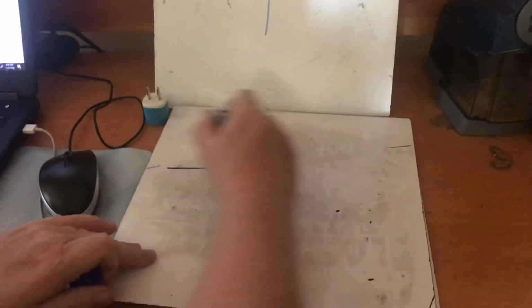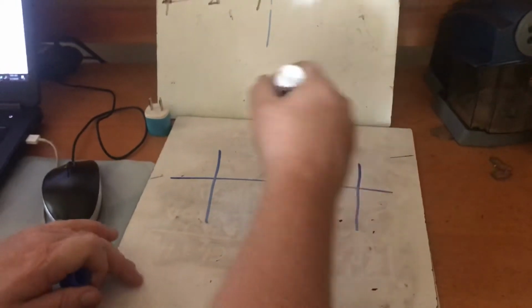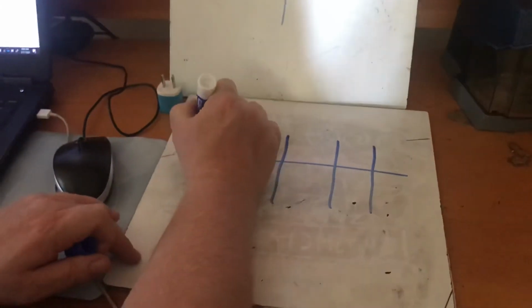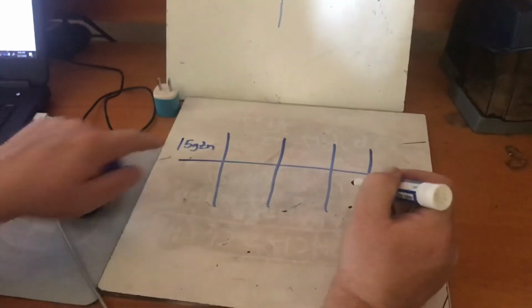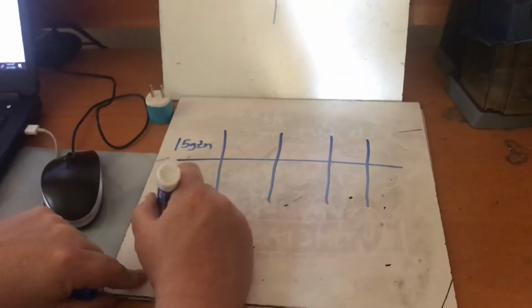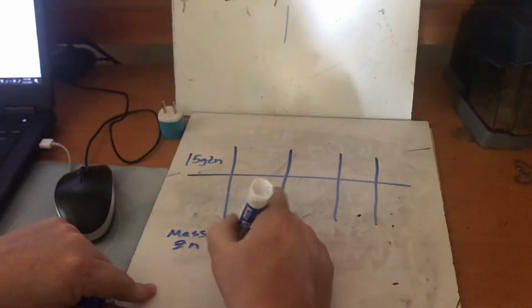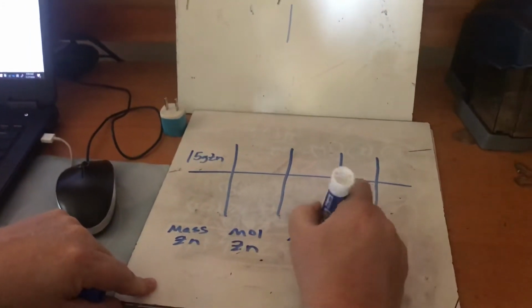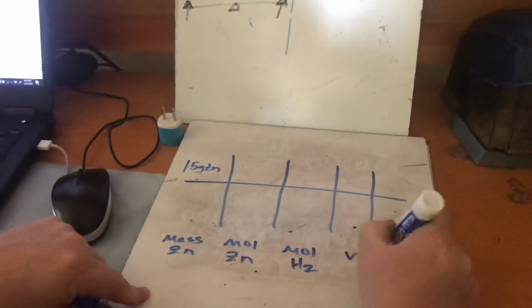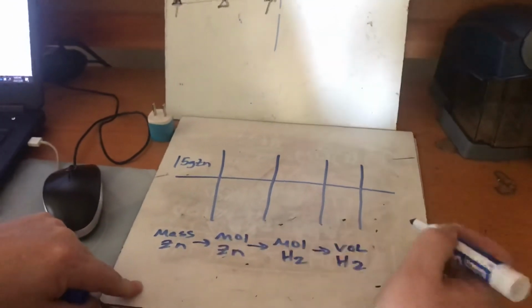So we set up our boxes. In here, we're going to put our known. So we got 15 grams of zinc. You put your known there. Our logical pathway is this: we're going to go from mass of zinc to moles of zinc to moles of hydrogen to volume of hydrogen. That's the pathway we're going to be taking.